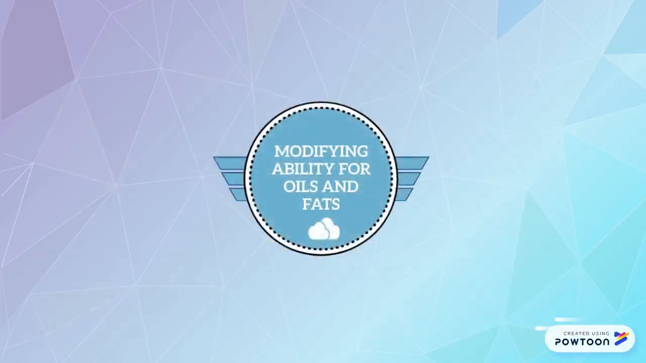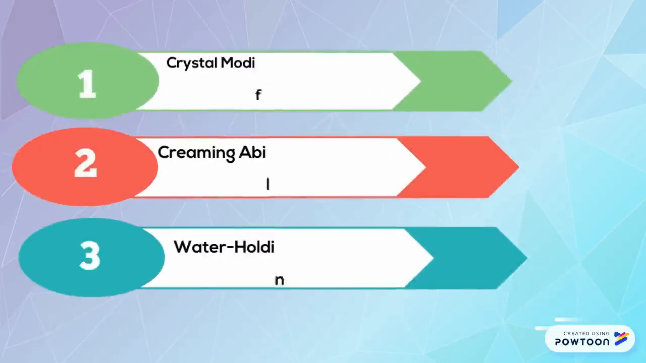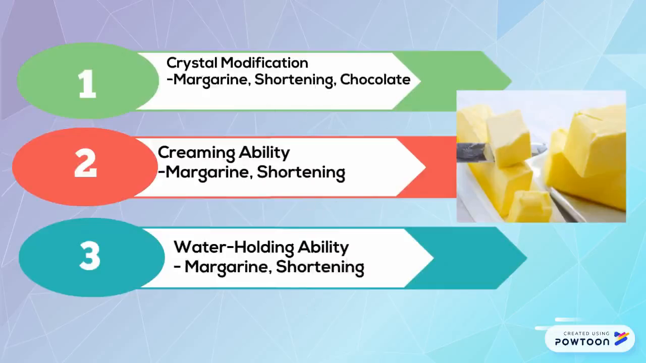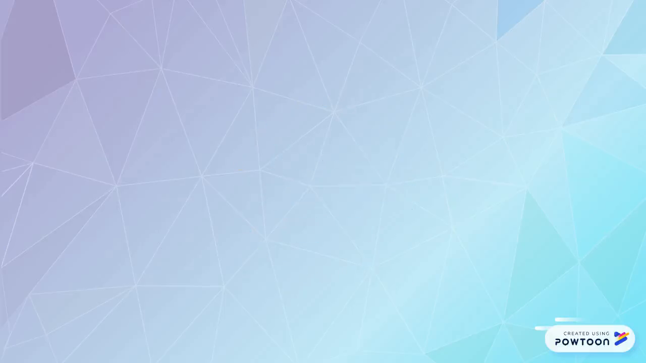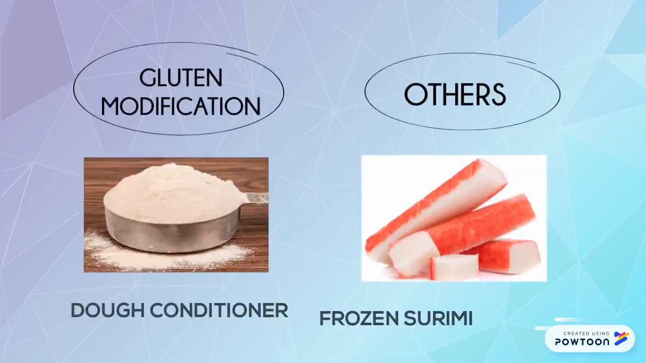Modifying ability for oils and fats. Emulsifiers can be used in crystal modification, cleaning ability, and water molding ability in making of margarine or shortening. Protein modifying ability. Lastly, emulsifiers are also used in glitter purification such as nail conditioner. It is also used in frozen sweetener.